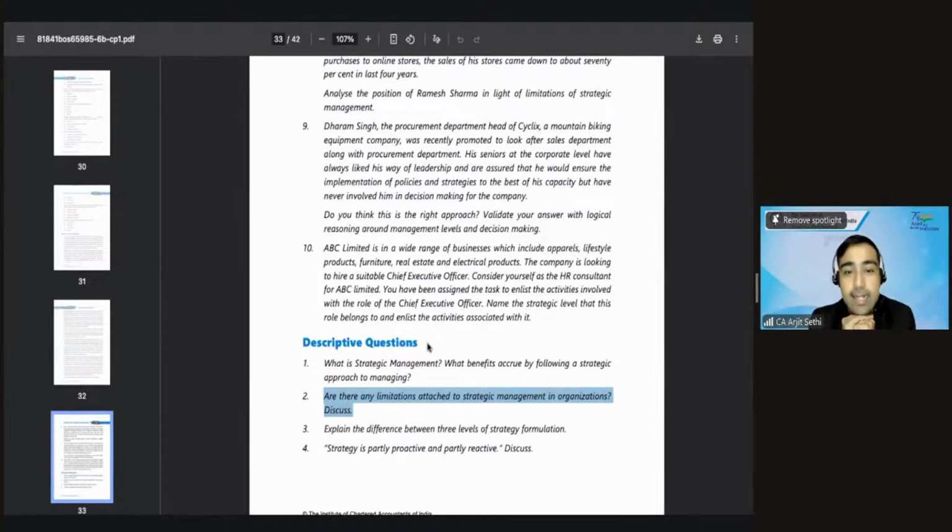Are there any limitations attached to strategic management in organization? Discuss. Again, 5 marker.